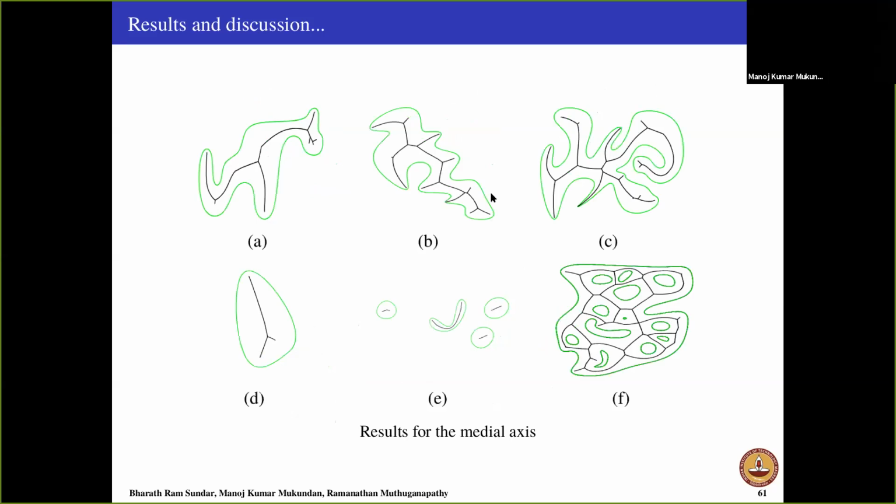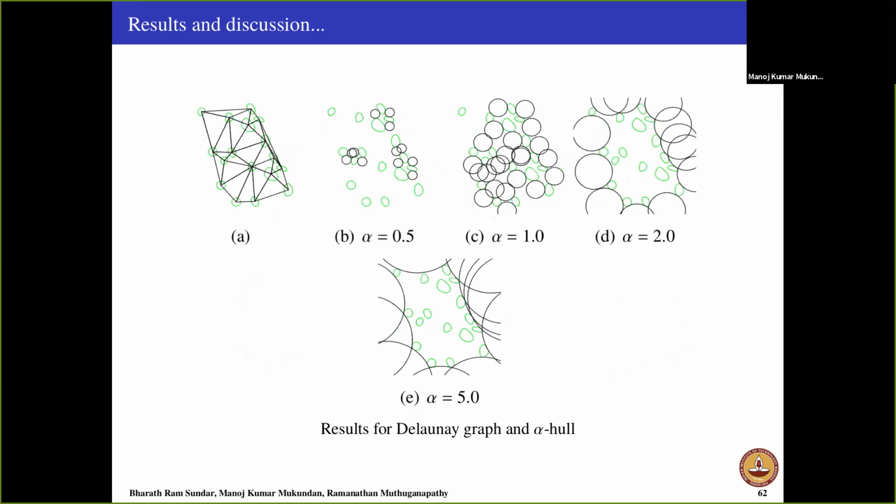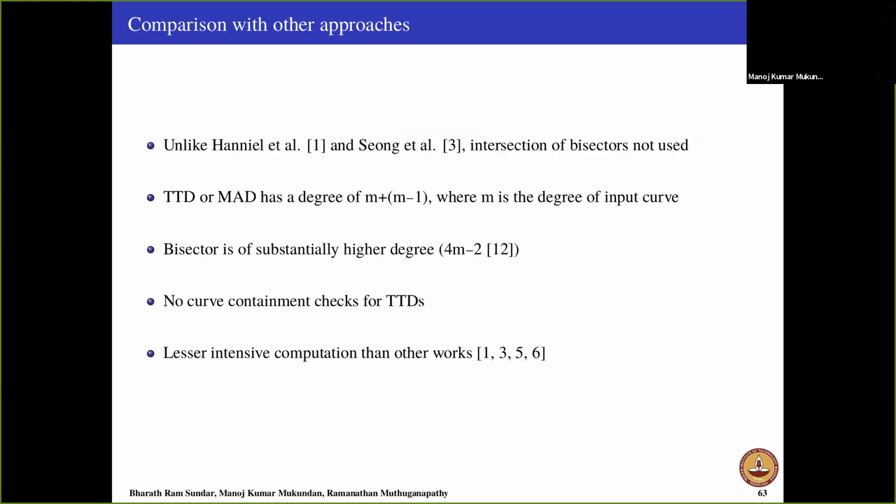Results for the medial axis are shown here. Figure E shows the medial axis computed for a set of closed curves. Figure F shows the medial axis for a multiply connected domain. The result of the Delaunay graph is shown in figure A. Figures B to E show the alpha hull for a set of curves for different values of alpha.